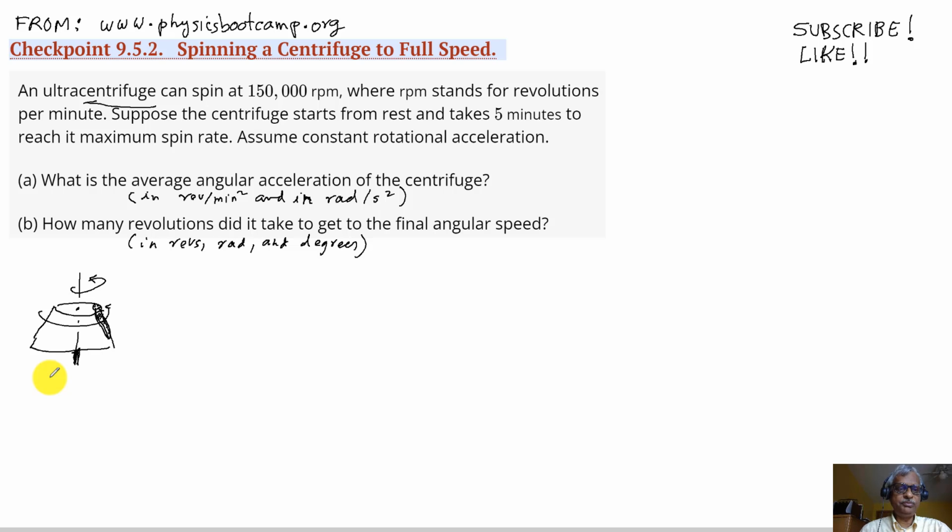Okay, so we are told that it's supposed to spin all the way to 150,000 rpm, starting from rest. It starts from rest and takes about 5 minutes to reach maximum rate, and it's going at a constant uniform acceleration.